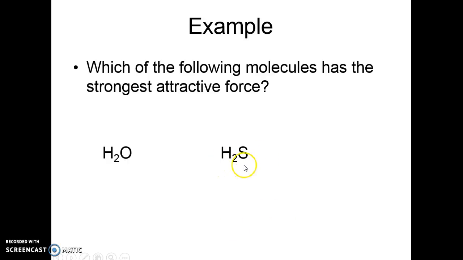Well, although this has more mass than this, it's marginally so. This has a mass of 34 grams per mole, and this has a mass of 18 grams per mole. So that's a moderate difference in London dispersion forces. This is slightly higher. But water is polar, and water has a hydrogen on the oxygen, so it can hydrogen bond. So this has the strongest attractive force.